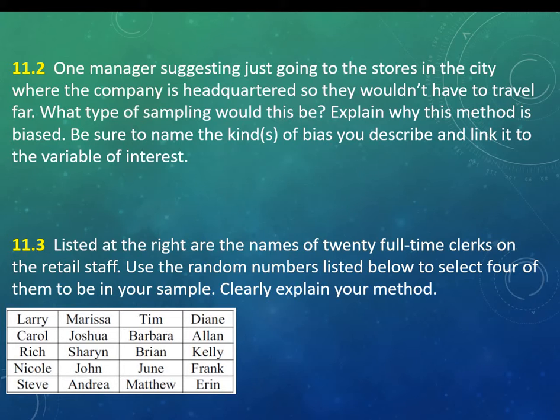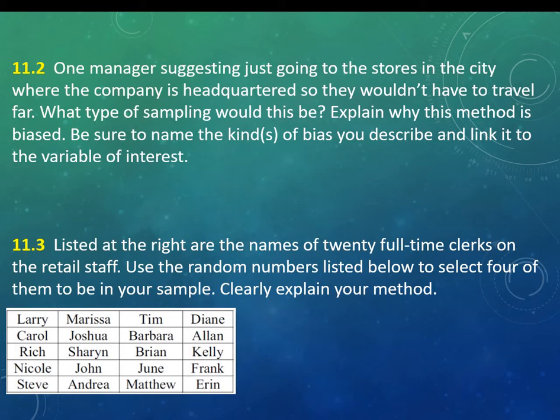When we're looking at 11.2, we're going to go to just the stores in the city close to the headquarters, so you don't have to travel far. What type of sampling is that? Yeah, that's convenience. I mean, you might be able to argue cluster, because those would be clustered around the city. But generally speaking, your reasoning behind this is I don't want to drive too far. That's convenient for the folks doing the survey.